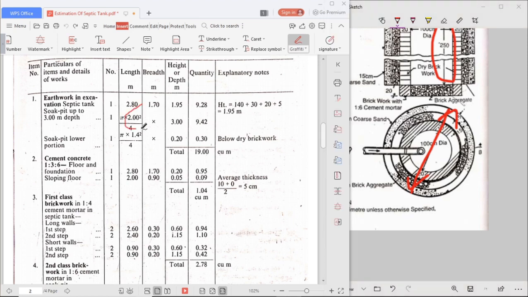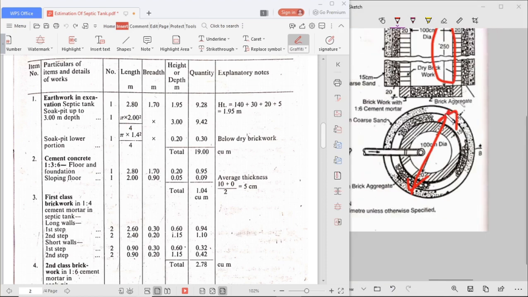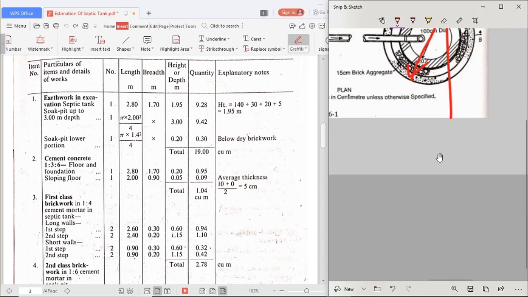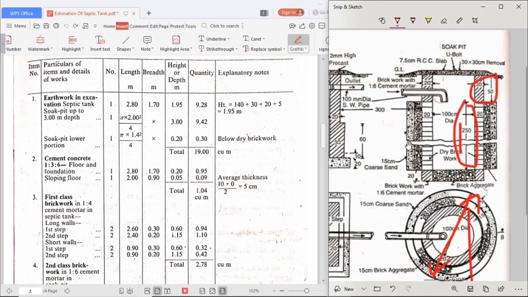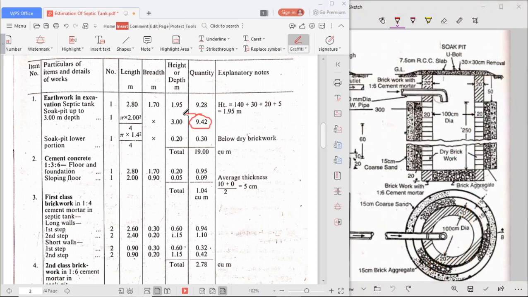So pi d square by 4 area into height. How much is the height? How much is the height for this? It is 250 plus 50, that is 300. So 300, we will get a quantity as 9.42.